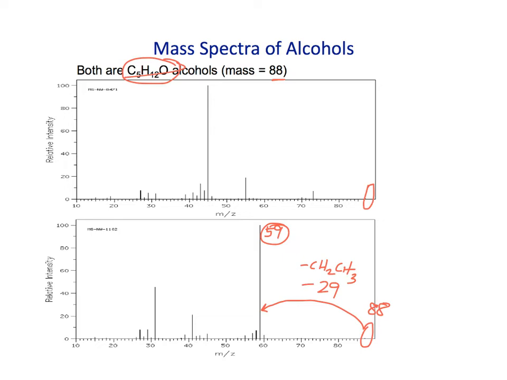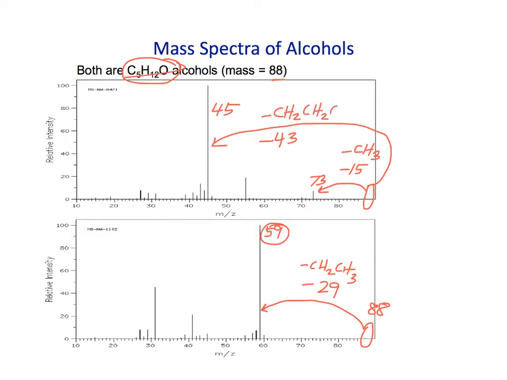Okay? If we compare that to the upper spectrum, we go from 88 down to 73. So this is minus 15. And so that would most likely be a loss of a methyl group. Another important one would be from 88 to the base peak, which is at 45. And so this is a loss of 43. And one of the main ways that we can generate 43 is by a loss of a propyl group.